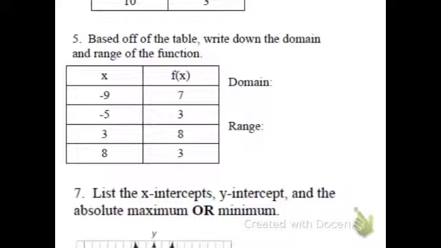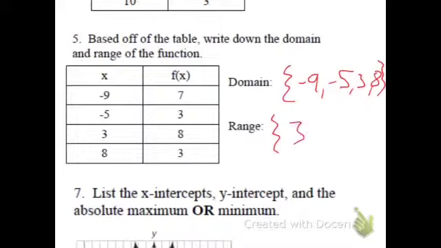Based on the table, write down the domain and range. Since it's a table, it's a specific list of numbers, make sure you do it from least to greatest. Don't do any repeats. The domain is the x values, and range is the y values. Again, do it from least to greatest. Don't do any repeats. So it's just 3, 7, 8. And that's going to be it for that.